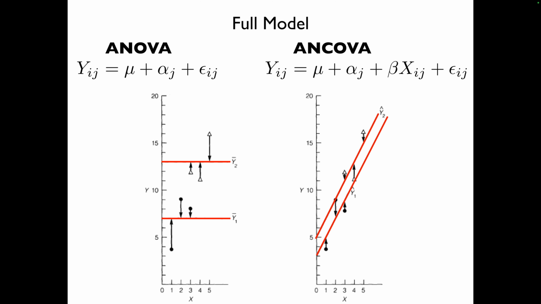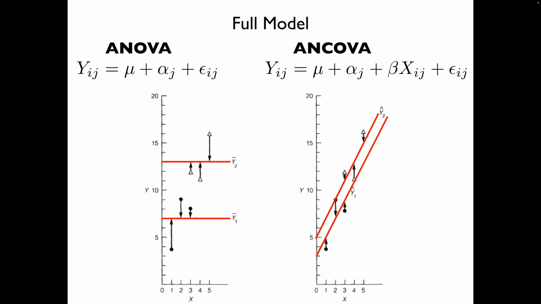We still have two lines because now each line has its own intercept. The lines have the same slope, right? Because there's only one beta. There isn't beta sub j. It's just beta. So both groups get the same slope, but because alpha has a subscript j, that alpha sub j plus mu acts as the intercept of those lines. So each group gets its own intercept.